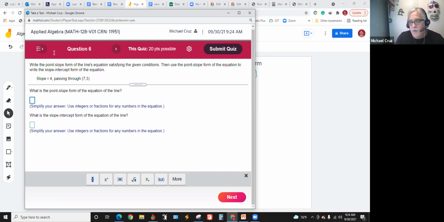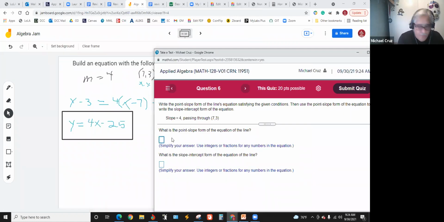All right, so they want two things. First of all, they want it set up in the point slope form, and then they want it simplified to y is equal to mx plus b.